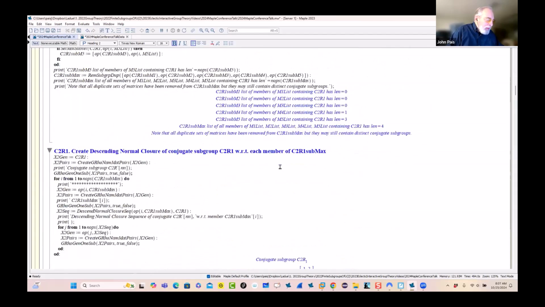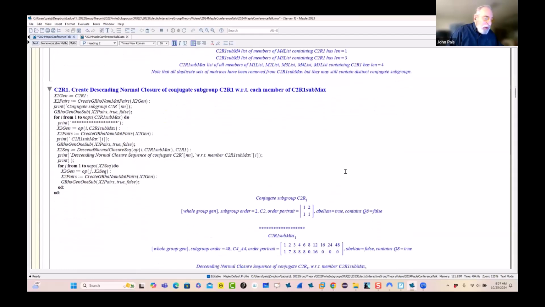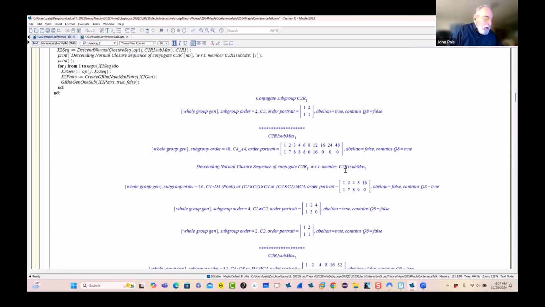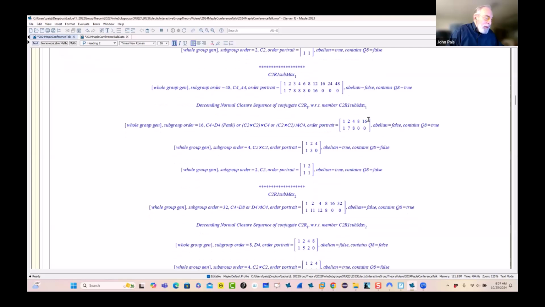Once we've done that, we can compute the descending normal closures. I actually compute the sequence so I could see what the intermediate groups were. Here's our test subgroup C2, and then this is the first maximal subgroup I'm looking at to find the descending normal closure. I iterate and look at all the steps of it. The first one I get is the poly group. Then I get C2 cross C2, and then I get C2. Okay, so I get it back again.